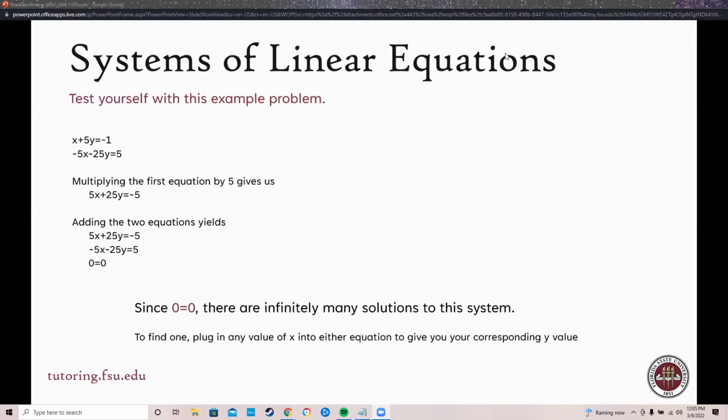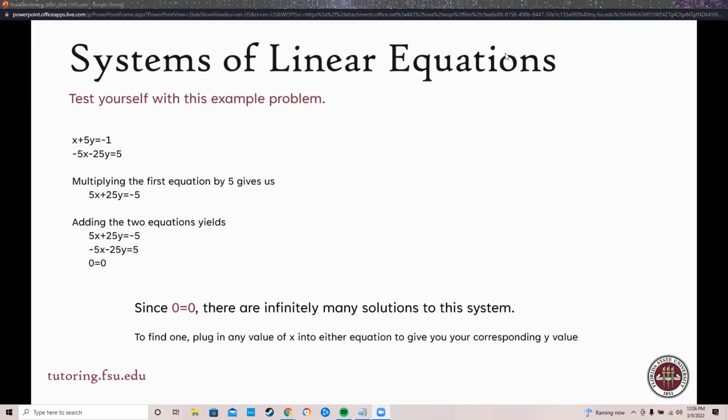But I had to go over these two types of examples because there will be times when you'll be doing it correctly, and then you'll get some nonsensical statement like 7 equals 90. And then you'll be like, okay, well, this doesn't make any sense. Well, that's because that system of linear equations has no solutions to it.